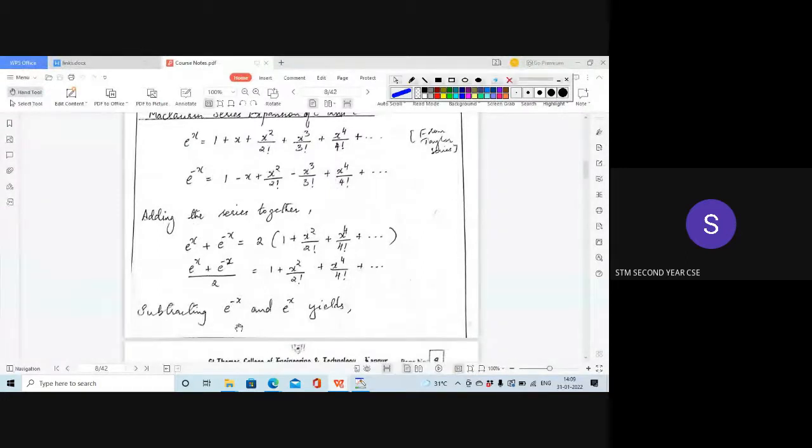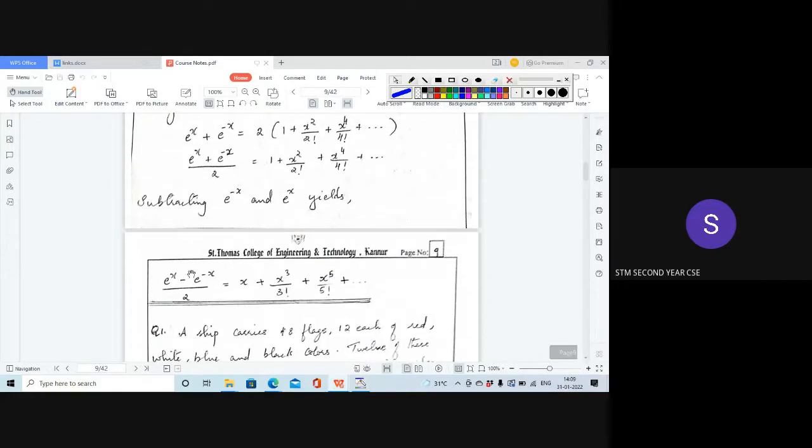Next, I had found e raised to x plus e raised to minus x by 2. And what will you get if you do subtraction? You have added the two terms, e raised to x and e raised to minus x. Now I'm going to subtract the two terms, e raised to x minus e raised to minus x. I will get the same series, except you will be getting the odd powers, that is, e raised to x minus e raised to minus x by 2.